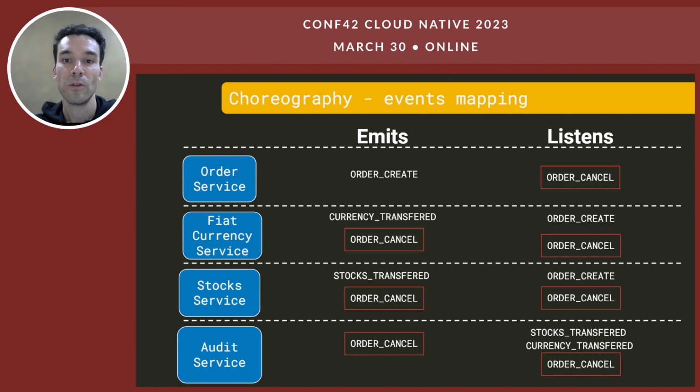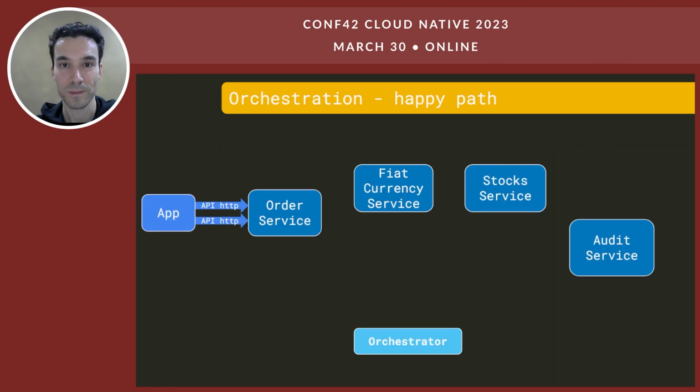So this is how the choreography pattern event map will look for our simple implementation. As you can see, it's only 4 services, but it's already a complex enough task to document all of this. So in the next step, let's review how we can apply the orchestration pattern to the same application.